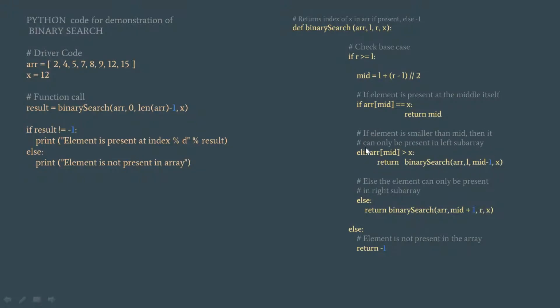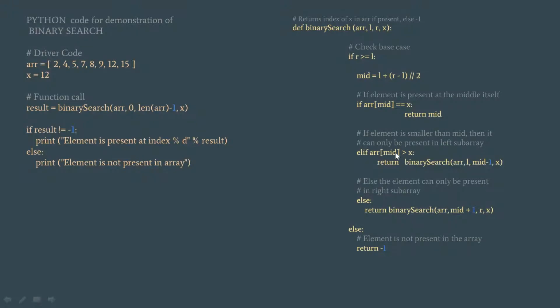What does this condition mean? It is defined as array mid is greater than x. So here we understand whether the middle element is greater than x or less than x. This condition shows that the middle element is less than x, and this condition is for showing that the middle element is greater than x.